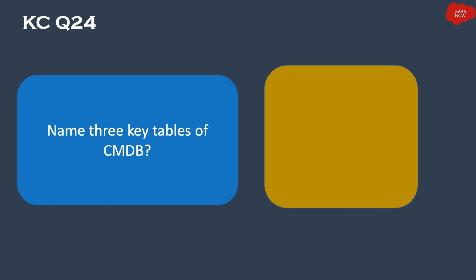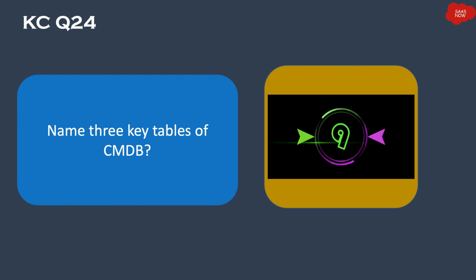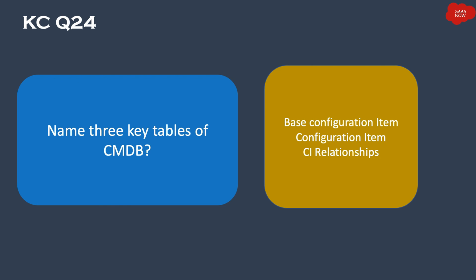Question number 24. Name 3 key tables of CMDB. Your time starts now. And the answer is base configuration item, and CI relationships.